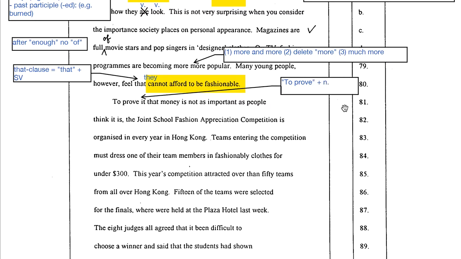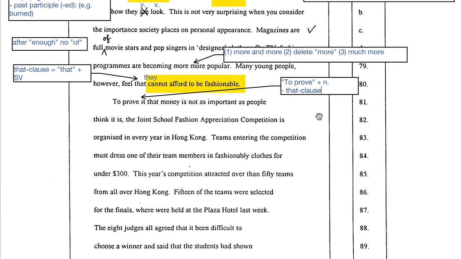After "to prove," you need a noun, right? Or a noun phrase. So for example, if your mom asks, have you done your homework? Then you can say, yes, I've done it. To prove it, I'm going to show you my homework. To prove it. So "it" is the noun. Or you can say, to prove that blah blah blah.